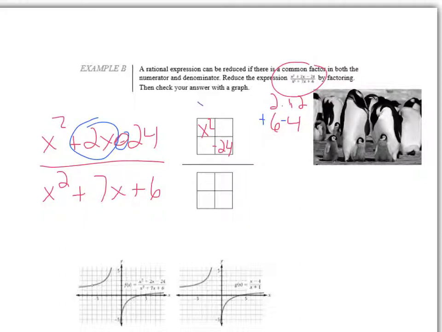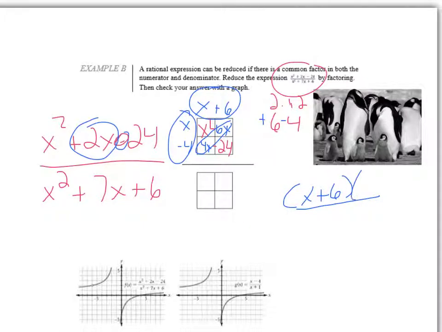So then this would be x times x, and this would be a positive 6 and a negative 4. So that makes this negative 4x and 6x. And everything works out fine because 6x minus 4x is 2x. And I can write this fraction now as x plus 6 times x minus 4. So that's my top. And then let's try the bottom.